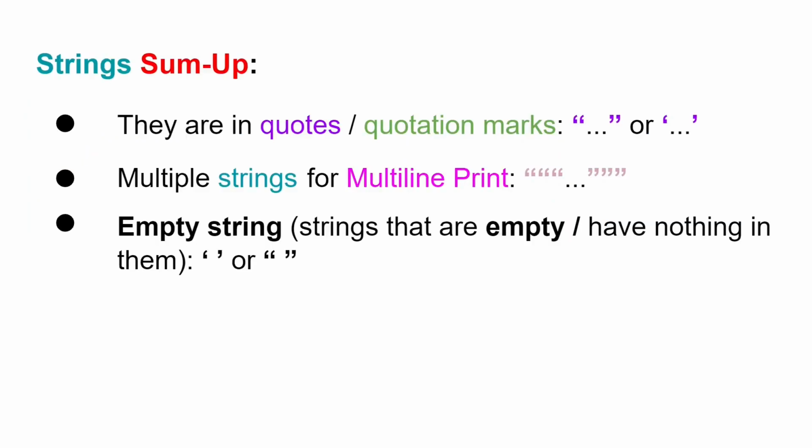Strings are in quotes, quotation marks, speech marks, whatever you call them. They can be in double quotes or single quotes, but you have to make sure the other side matches, and if you're using an apostrophe in your message, make sure to use double quotes. You use 3 quotes on each side for multi-line print, where you can print a message that spans more than one line. There are also empty strings, which are strings that have nothing inside them. The purpose of this is that you will later add messages and more into the string.